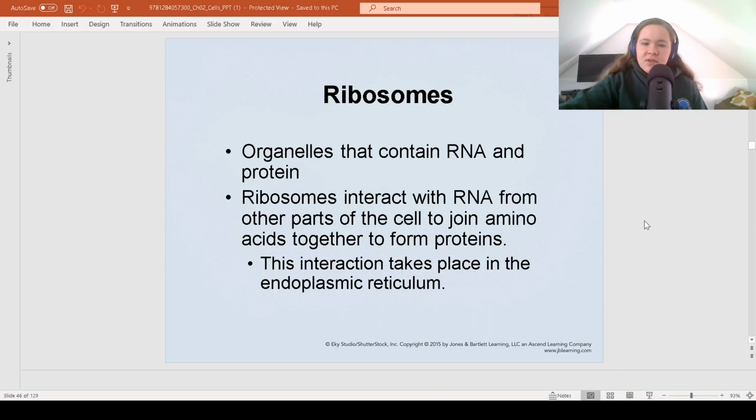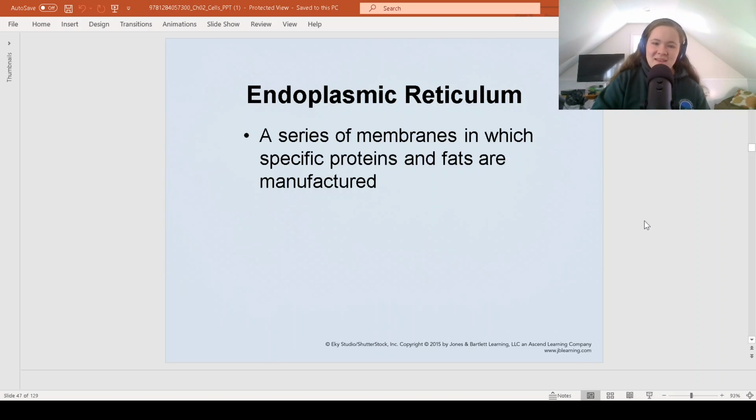Ribosomes are organelles that contain RNA and protein. Ribosomes interact with RNA and other parts of the cell to join amino acids together to form proteins. This interaction takes place in the endoplasmic reticulum. Endoplasmic reticulum is a series of membranes in which specific proteins and fats are manufactured.